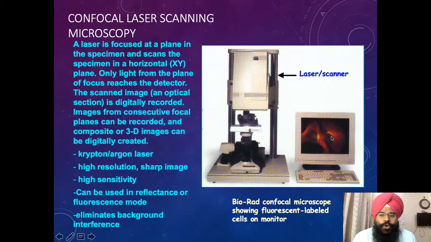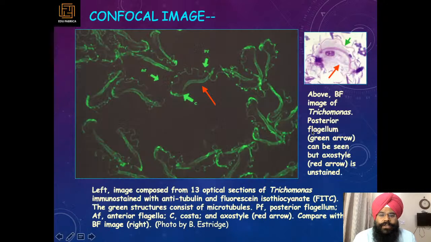Like what I showed you in the images from my inverted microscope, the confocal images are really better and much more advanced. So these are the confocal images, and this is the bright field image. In bright field we can't see much of the cells, but in this we can see Trichomonas immunostained with antitubulin and fluorescein isothiocyanate dye. We can see things in a much better way.